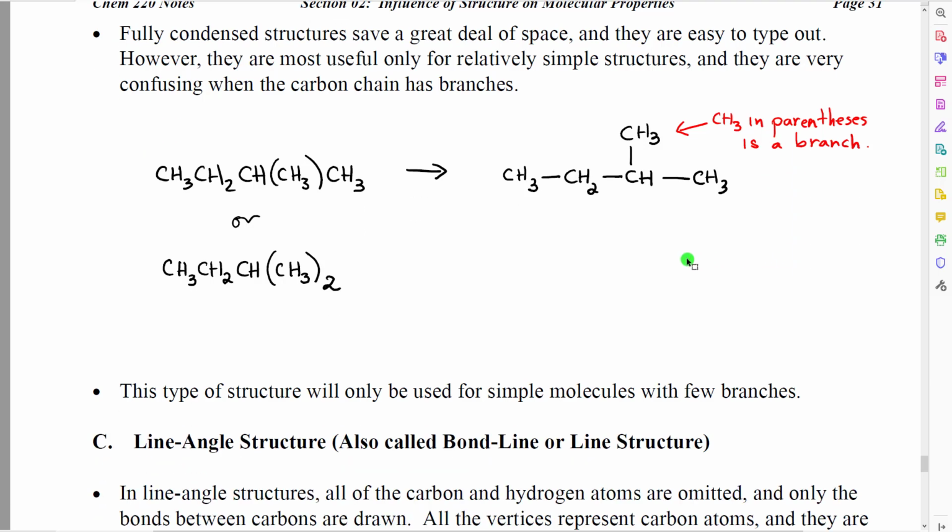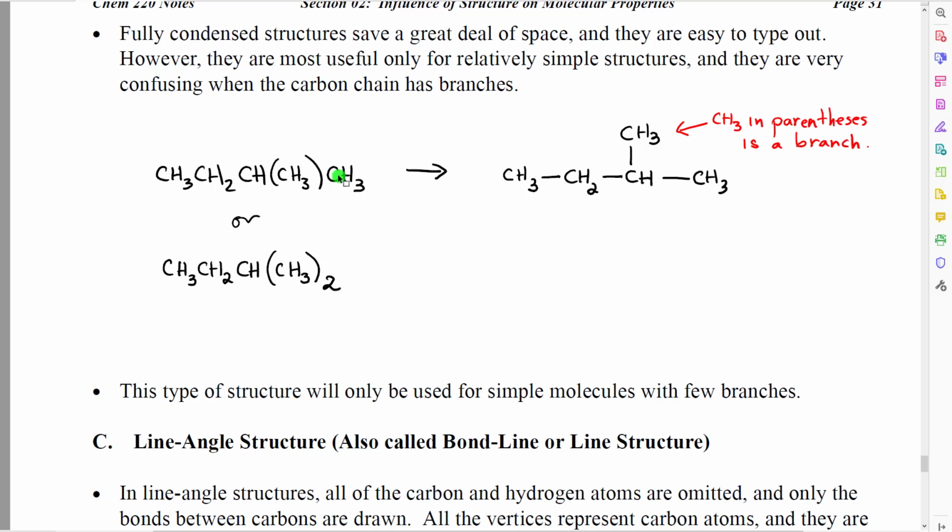So here's an example of what a fully condensed structure would look like if you were writing it with branches. I'm going to look at the partially condensed so you can see it. We have a CH3, it's connected to a CH2, it's connected to a CH. Then branching off of that carbon of the CH is another CH3. The main chain continues on to a CH3 also. So we could write it like this. CH3, it's connected to CH2, it's connected to CH. There's a branching CH3 off, and then we continue to another CH3.